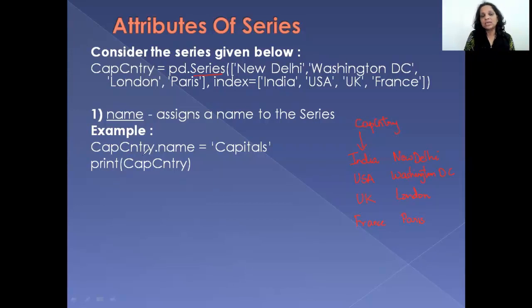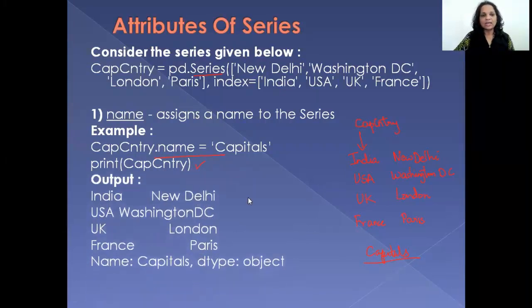Okay, so let's see what happens when I talk about this attribute. Here, if you see carefully, I am not displaying the attribute. You could use a print statement to display the attribute, or you could use a statement as shown here to modify the attribute. So when I say CAPCNTRY.name is equal to capitals, it means this data series is given the name capitals. Now when I say print CAPCNTRY, it shows me the data series, and can you see it says Name: capitals?